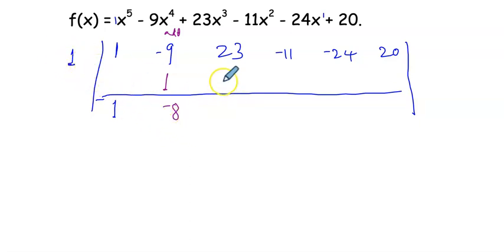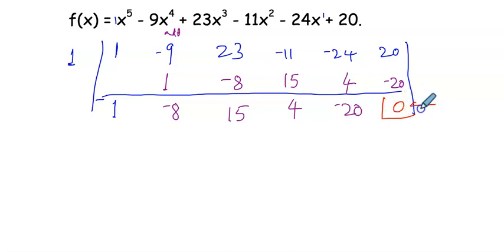See, -8 times 1 is -8. Now addition. 23 plus minus 8 is nothing but 23 minus 8, which gives you 15. 15 times 1 gives you 15. Minus 11 plus 15 gives you 4. 4 times 1 is 4. Minus 24 plus 4 is minus 20. Minus 20 times 1 is -20. So minus 20 plus 20 got cancelled. That 0 is your remainder. Now the given polynomial has changed, and the 6 terms have reduced to 1, 2, 3, 4, 5. Only 5 terms.